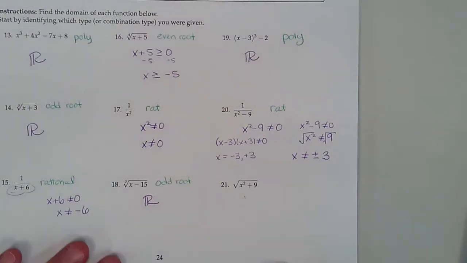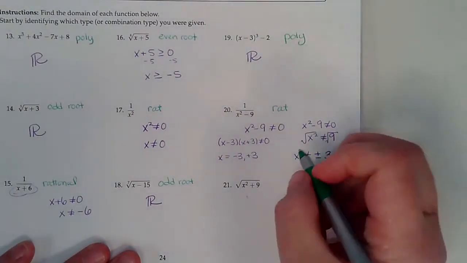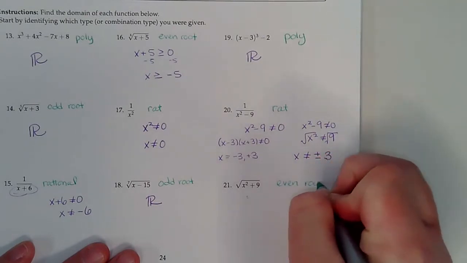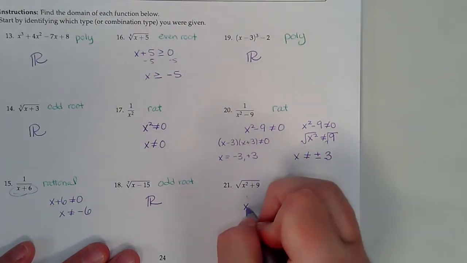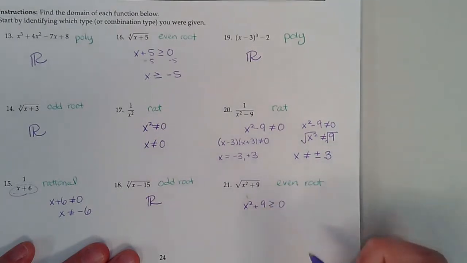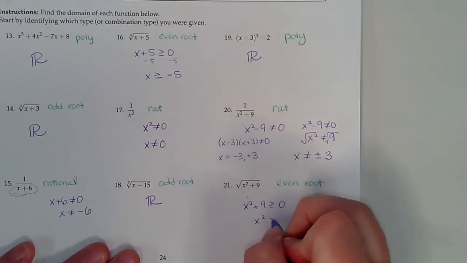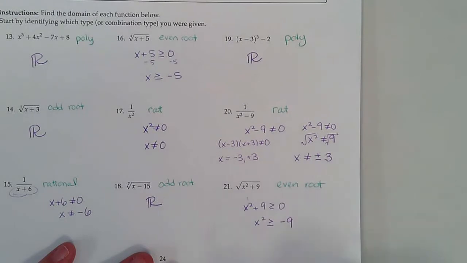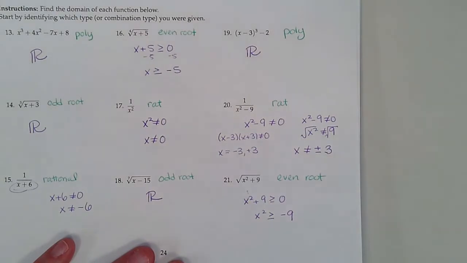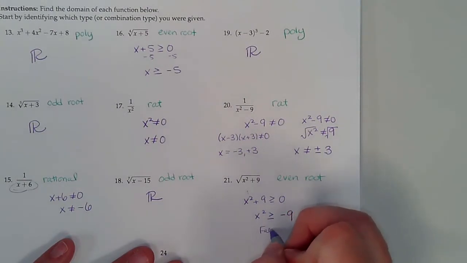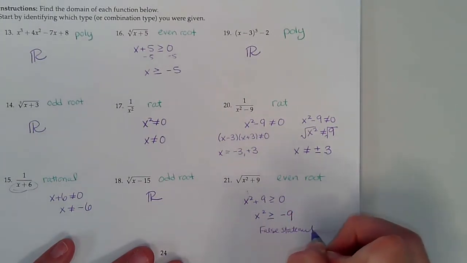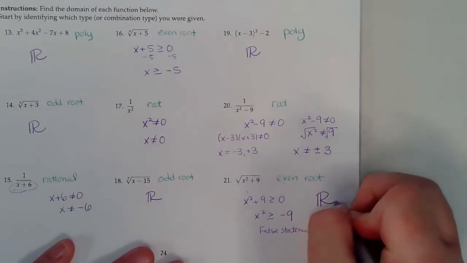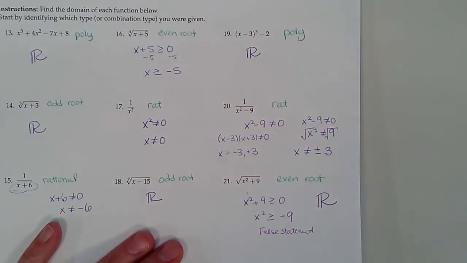All right, and then last one here. So square root of x squared plus 9, this is an even root. And what I need is for x squared plus 9 to be greater than or equal to 0, which means x squared has to be greater than or equal to -9. Can I take the square root of a negative number? I can't do that. So that means there is no way that x squared plus 9 is going to be less than 0. So this is a false statement. There's nothing that'll make this not work out. And so it turns out that in this instance, my domain is going to be all real numbers.